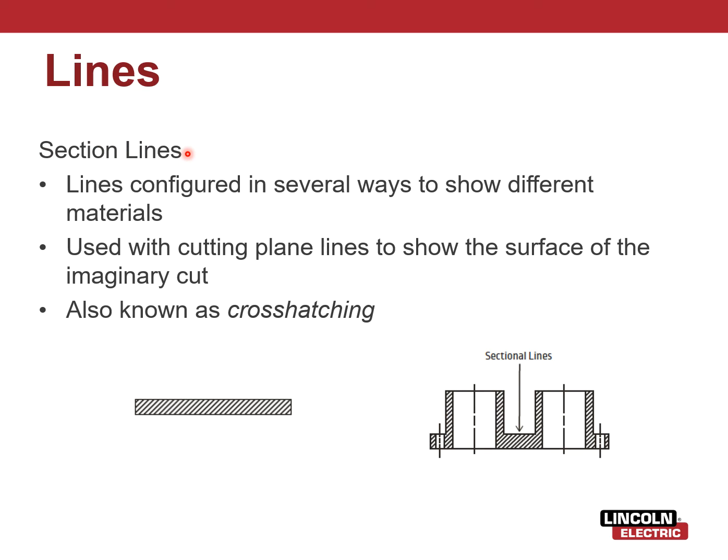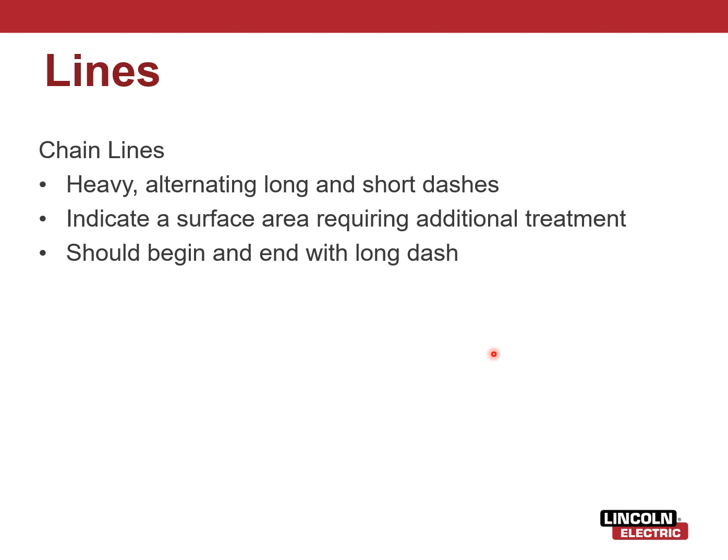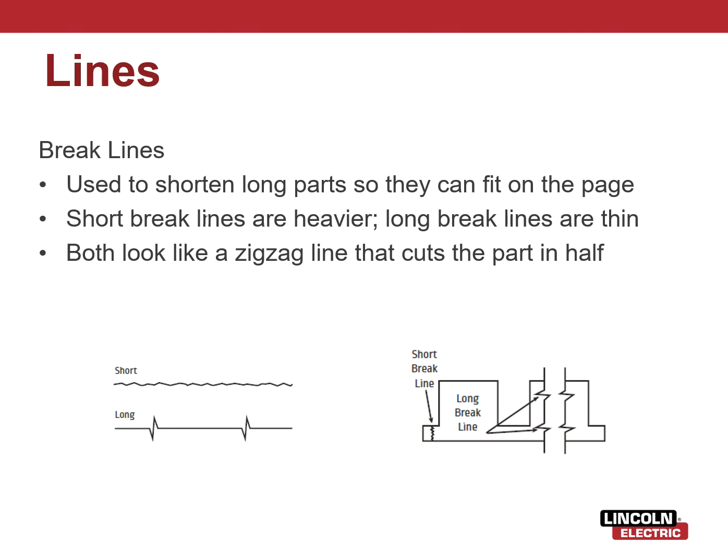And then you have section lines. These are all the diagonal lines, giving almost like a fill in. These can be configured in several ways to show different materials. They are used with a cutting plane line to show the surface of an imaginary cut. This is also known as cross hatching. Chain lines are heavy, alternating long and short dashes. They indicate a surface area requiring additional treatment and should begin with a long dash.